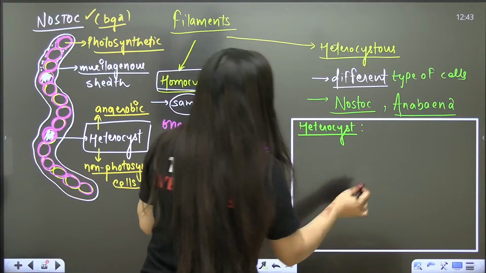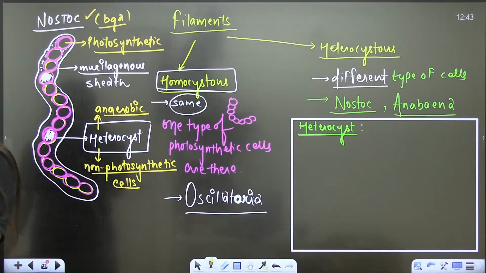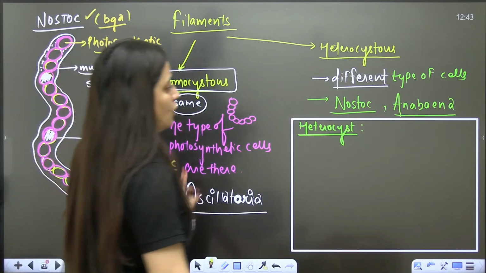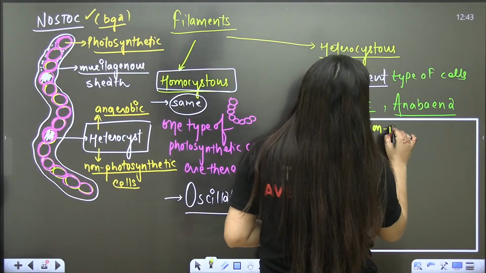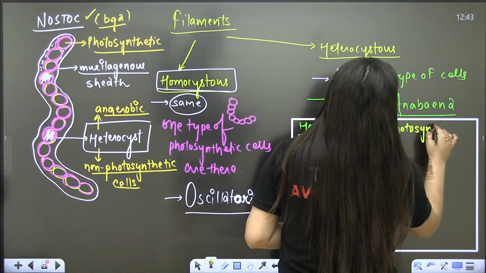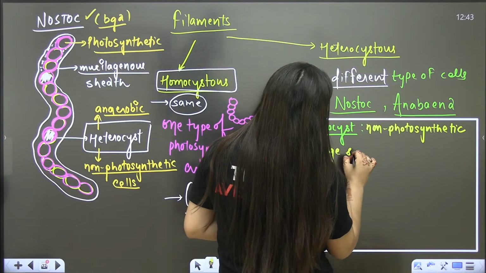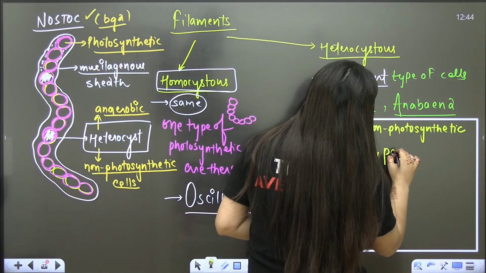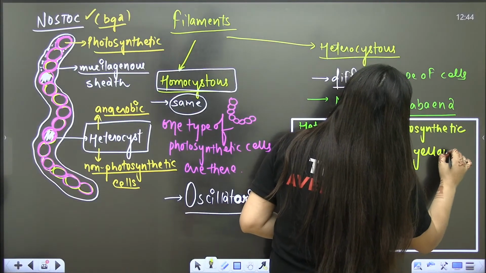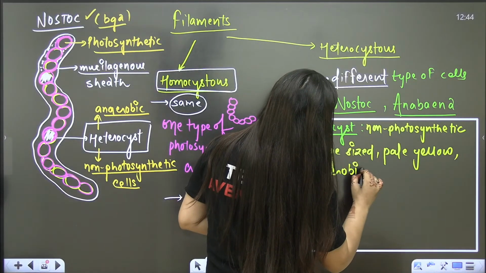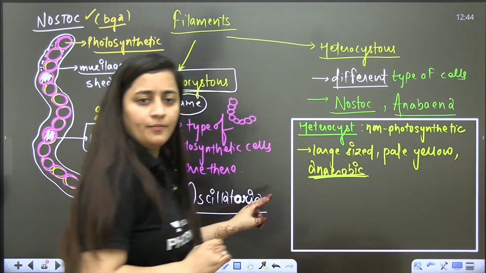One thing is clear, that it is a non-photosynthetic cell, but what is the importance of it? What is the importance of this heterocyst? Can you tell me? So I'm writing it here. It is non-photosynthetic. It is large sized, pale yellow. It is anaerobic. Very important.